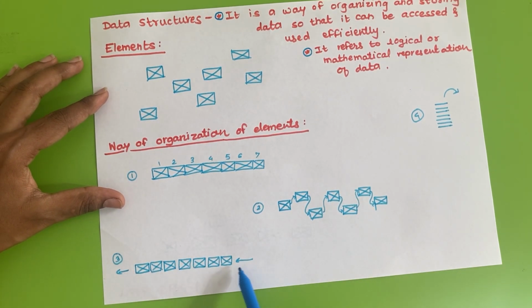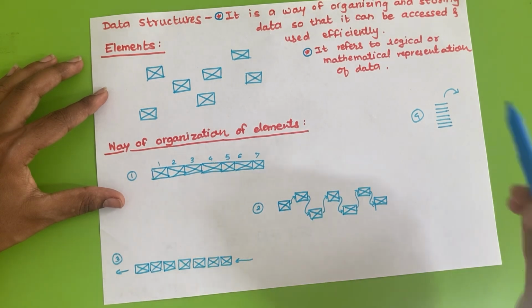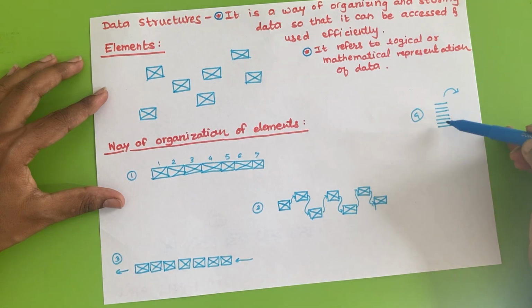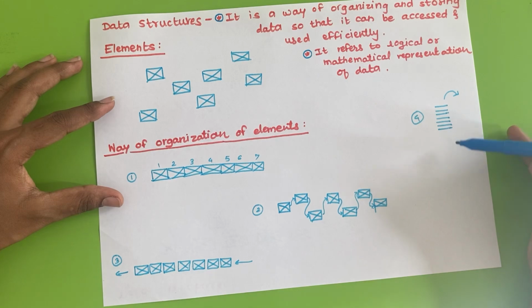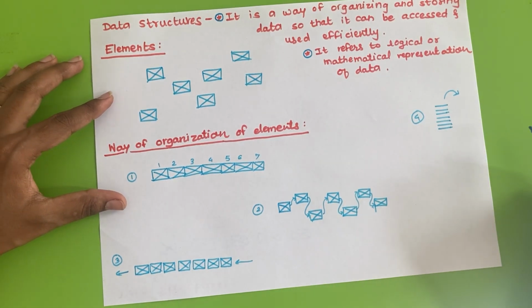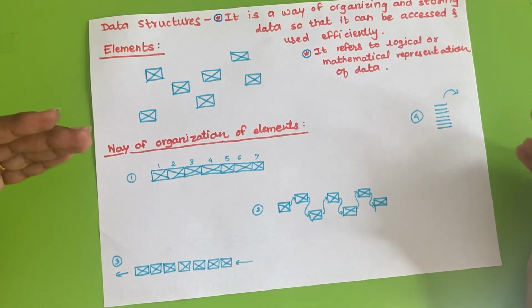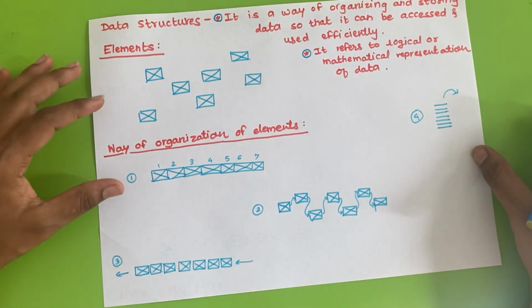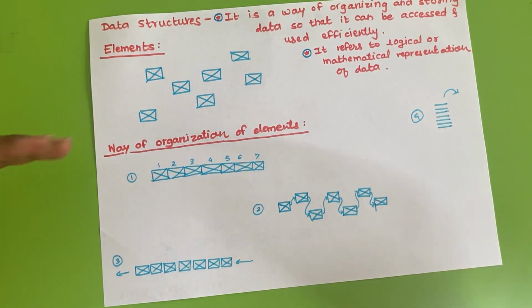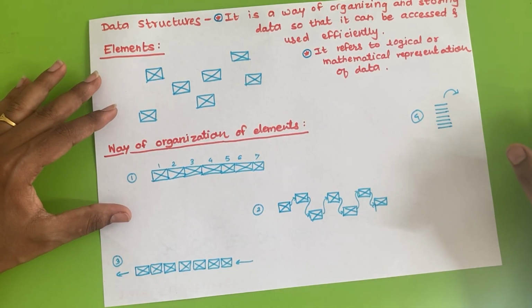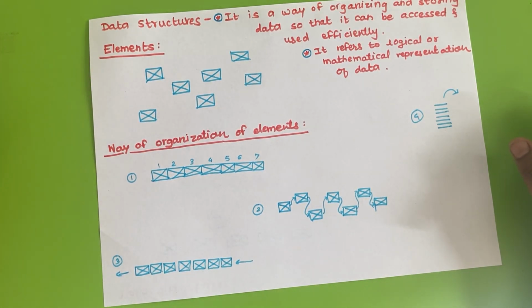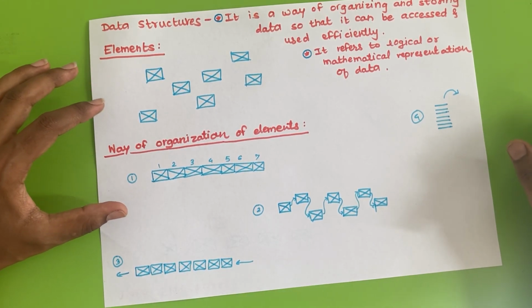Also we can arrange these elements one after another like a queue, or we can arrange these elements one above another like a stack of dishes. So here I have mentioned the number of ways in which we can organize these elements. There are lots of ways that we can organize the given elements, and we have the retrieval process for the given way of organization.